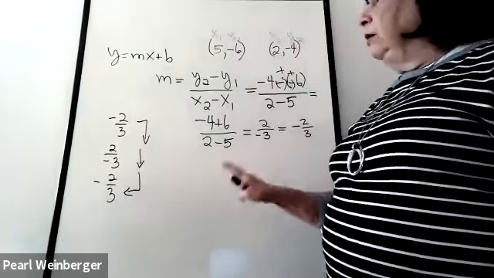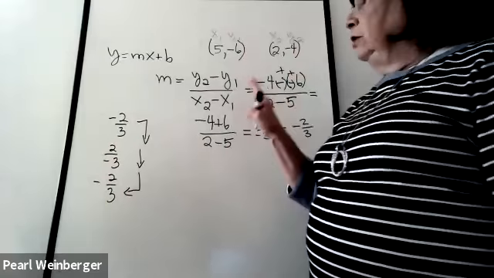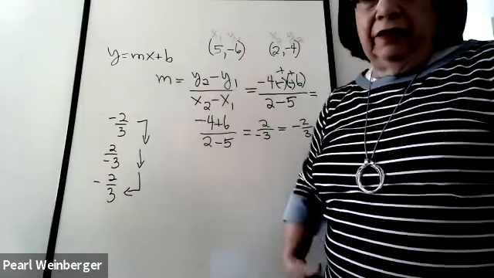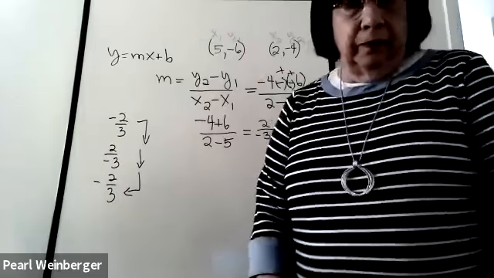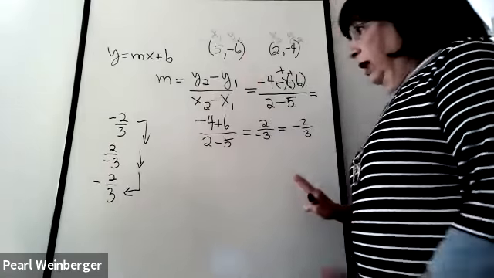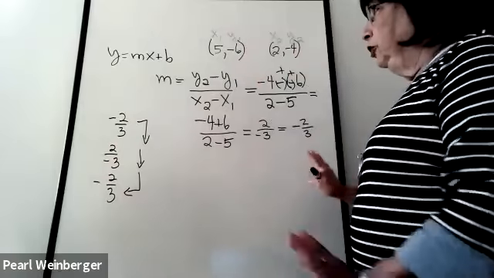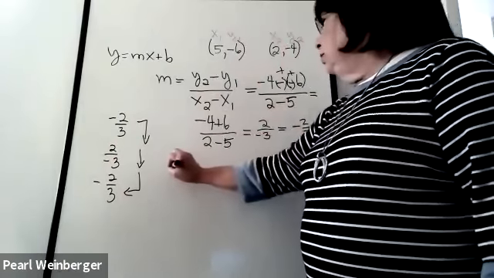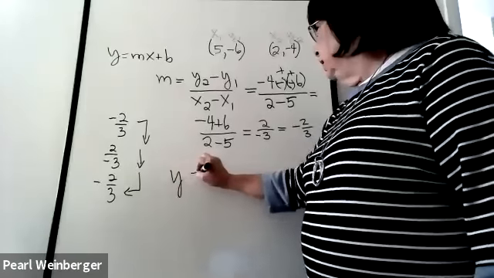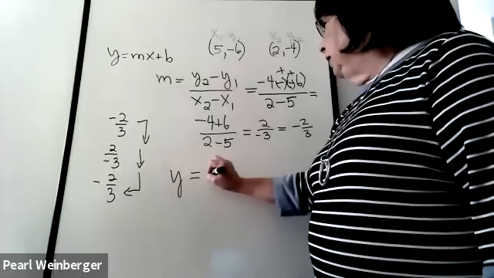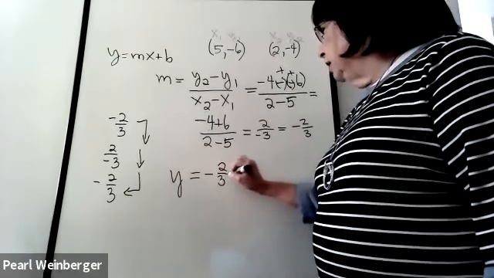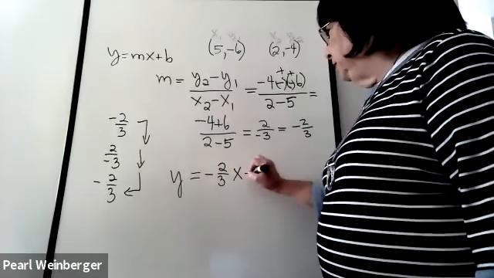It doesn't matter where your negative is. Don't put 2 negatives. If there are 2 negatives, a negative and a negative, then it just becomes positive. Okay, so we've accomplished the first thing that we need to know for our equation. We now know that our slope is -2/3. So my equation is going to be y equals -2/3 x plus b.